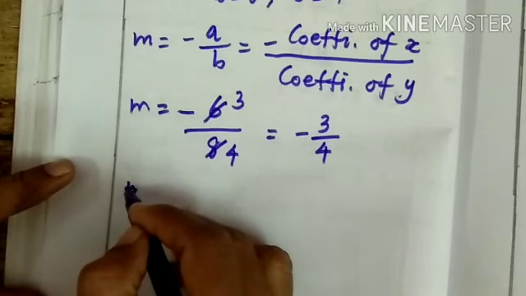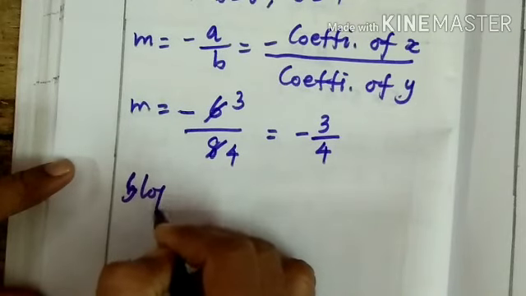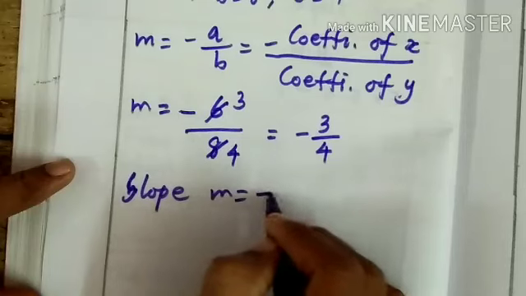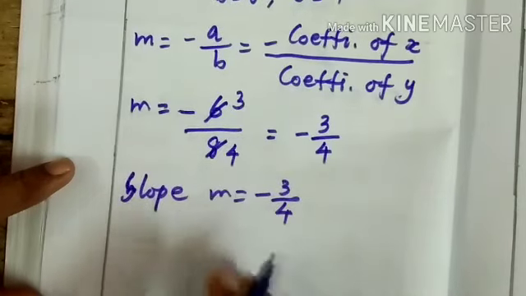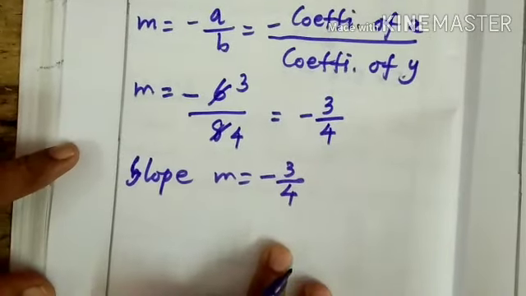Hence, the slope m is equal to minus 3 by 4. This is the answer for this question.